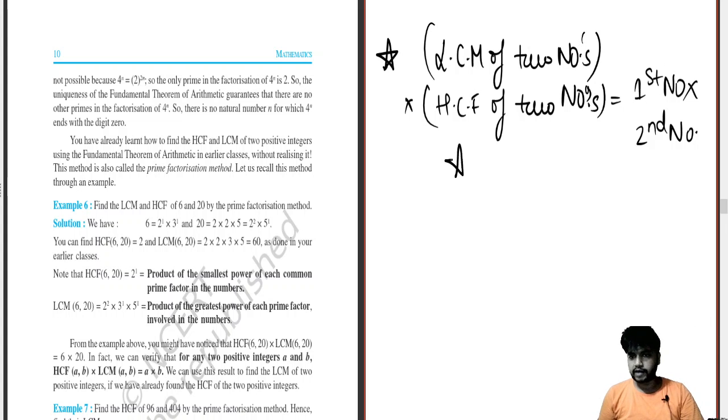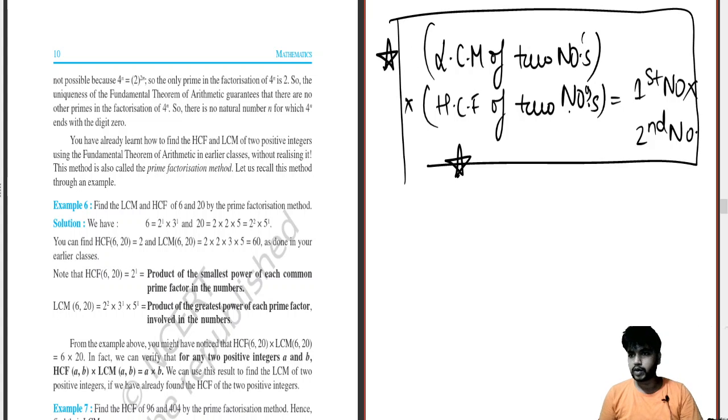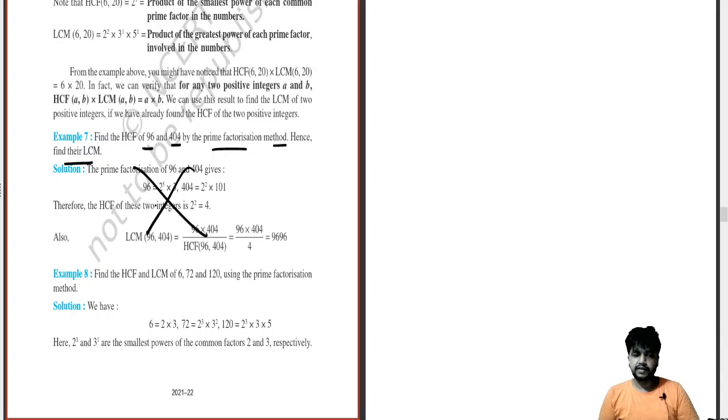So this is a very important formula. This should be in black boxes so that you remember it. Okay, this is a multiplication sign, so don't get confused. So if you get a question like this, let's deal with it. Find the HCF of 96 and 404 by the prime factorization method, hence find their LCM. Okay, now the question says hence find their LCM. So ignoring this part of the answer given by the book, we'll solve it on our own.